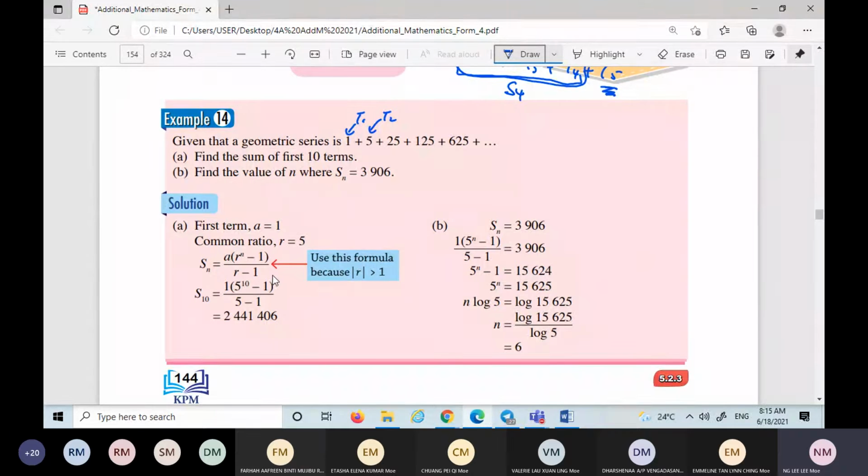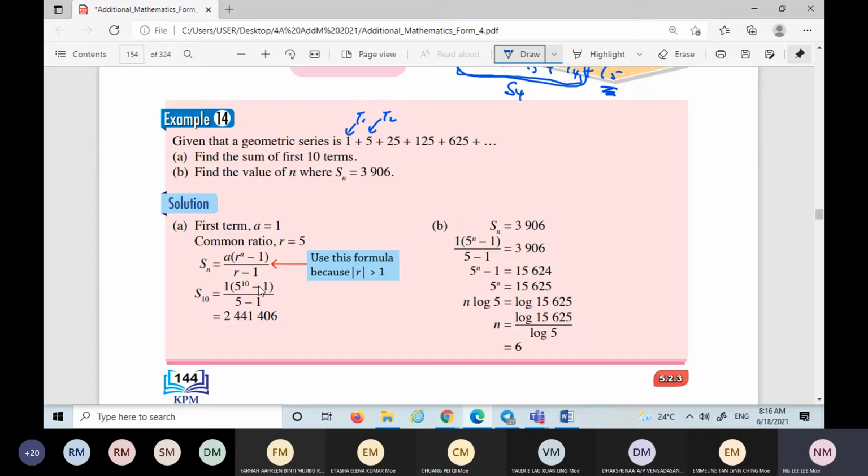Then you just use a formula. Which one do you choose? It depends on the r. This r is bigger than 1, so you use the formula with r minus 1 at the denominator, so the denominator will appear as positive. But I repeat, it doesn't matter if you use the other formula, you will get the same answer. It's just that you have a negative. Make sure you don't make careless mistakes. So you just put in the formula for S10, then you will get the answer.